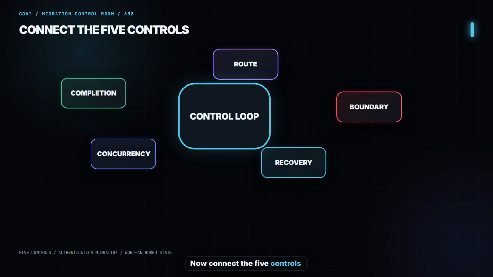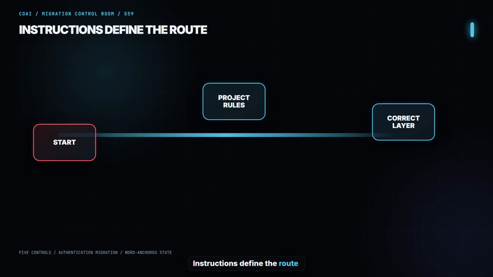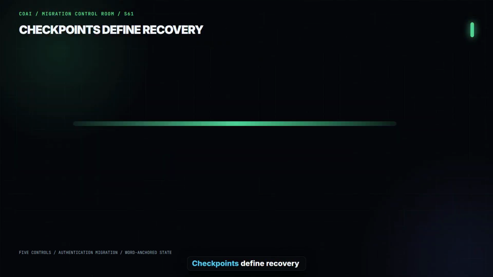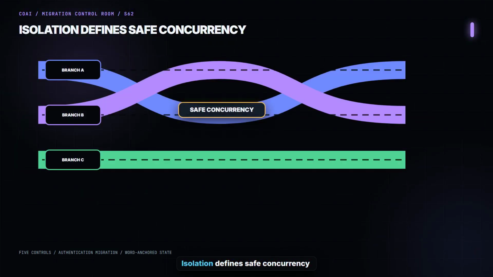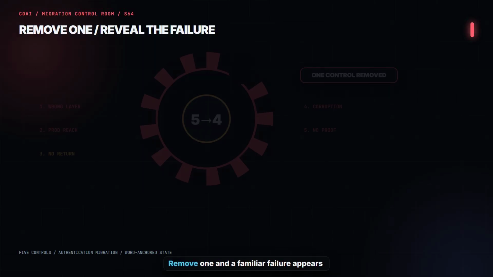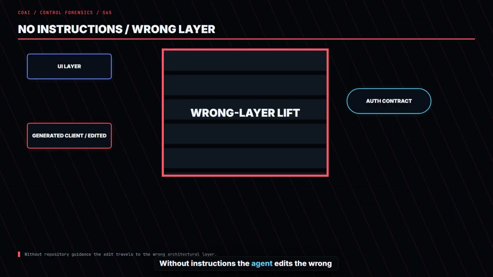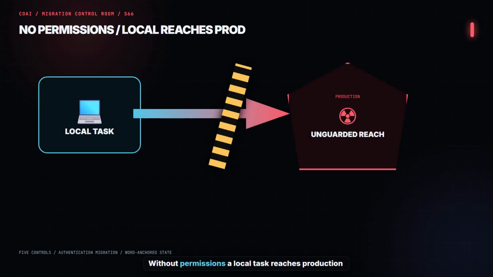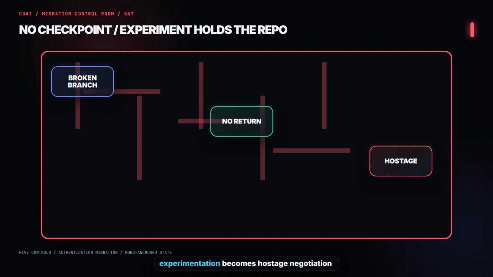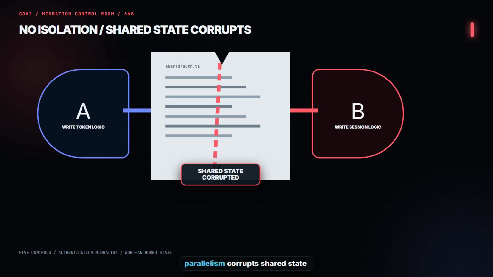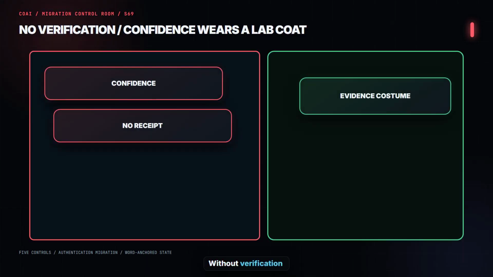Now connect the 5 controls. Instructions define the route. Permissions define the boundary. Checkpoints define recovery. Isolation defines safe concurrency. Verification defines completion. Remove one, and a familiar failure appears. Without instructions, the agent edits the wrong layer. Without permissions, a local task reaches production. Without checkpoints, experimentation becomes hostage negotiation. Without isolation, parallelism corrupts shared state. Without verification, confidence impersonates evidence.